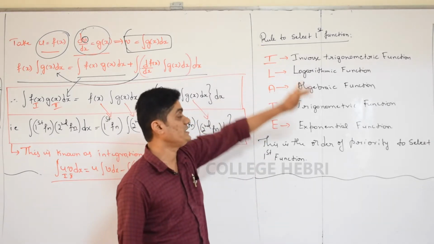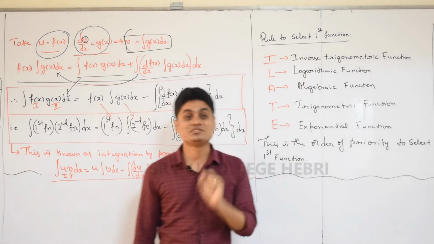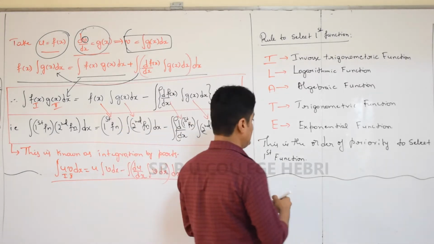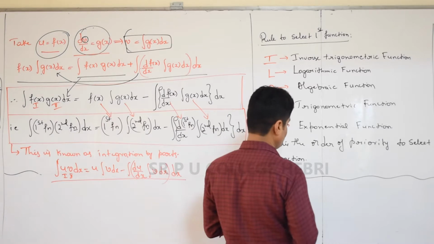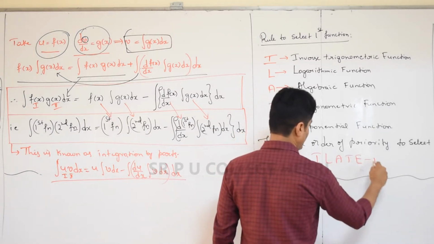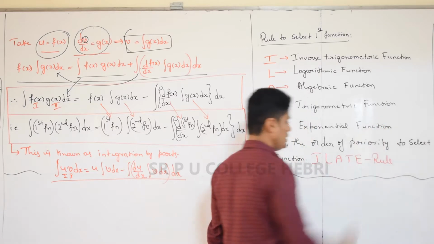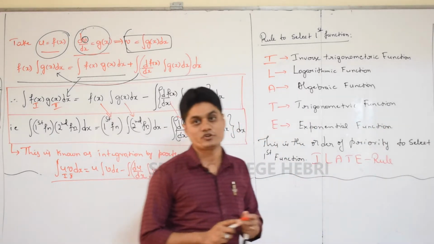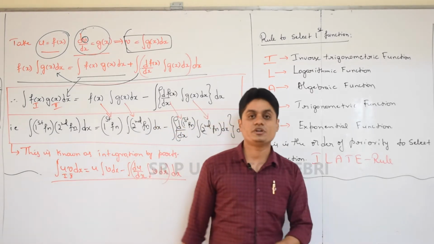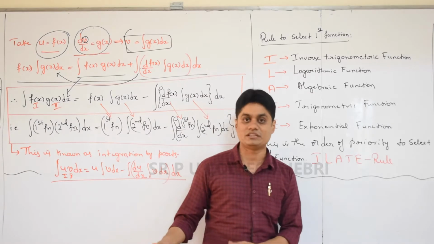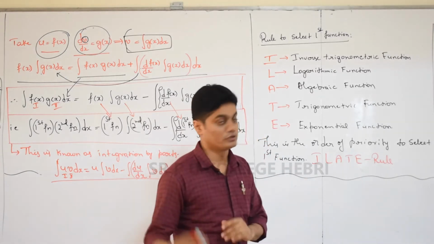So under the heading, rule to select first function. That rule is known as ILATE rule. You can remember like this. What do you mean by ILATE rule? According to this order of priority you are going to select the first function. Since you are integrating only the product of two functions, if you select one function, definitely the other one must be the second function. A separate rule is not needed.